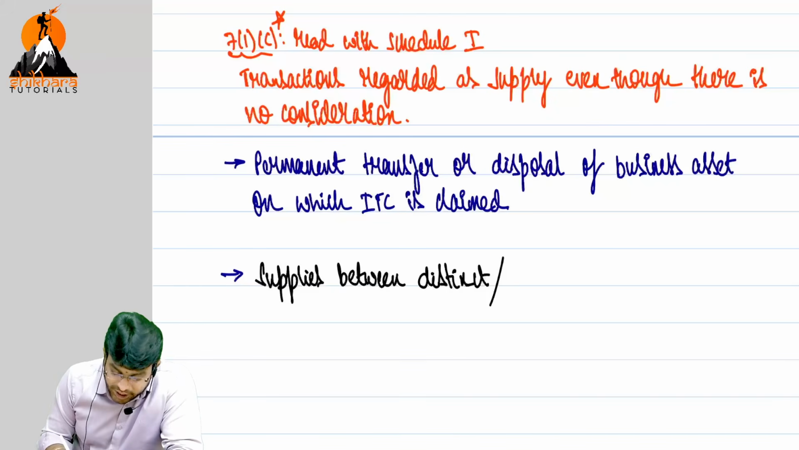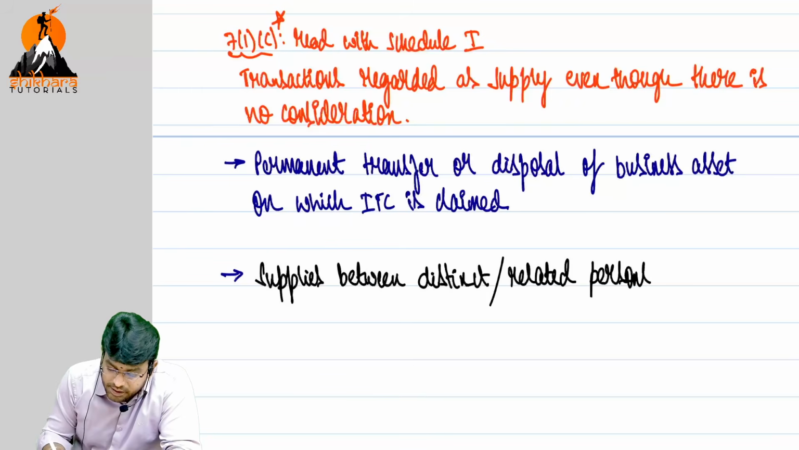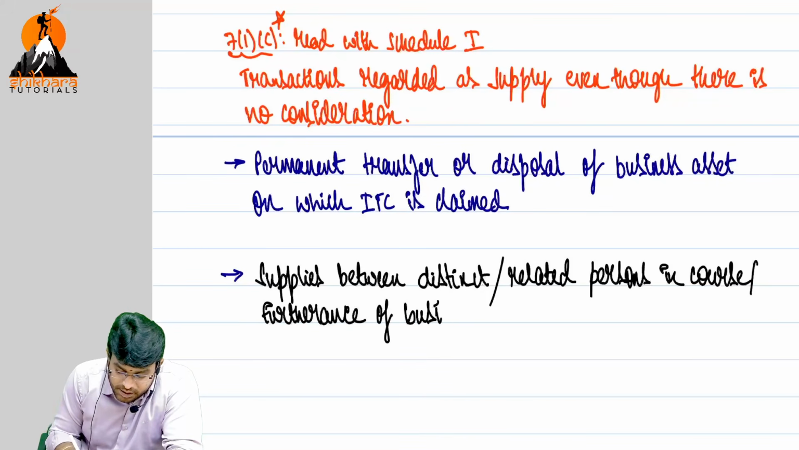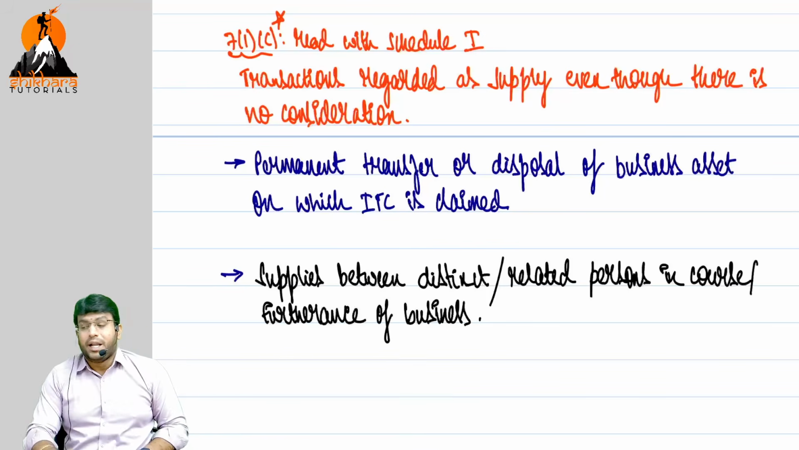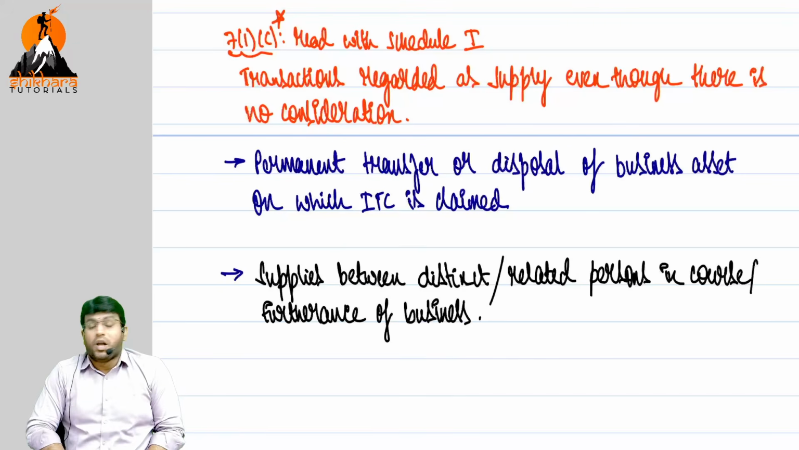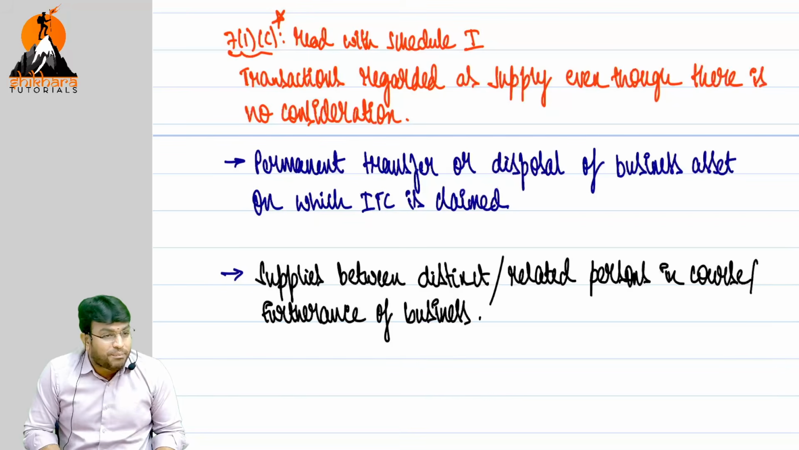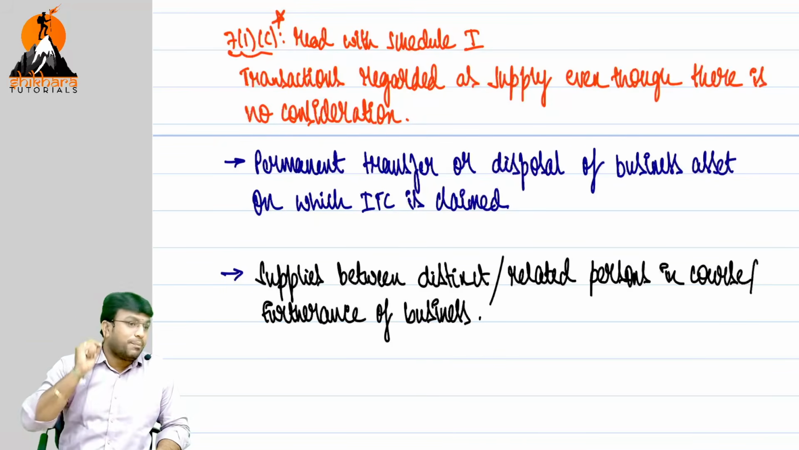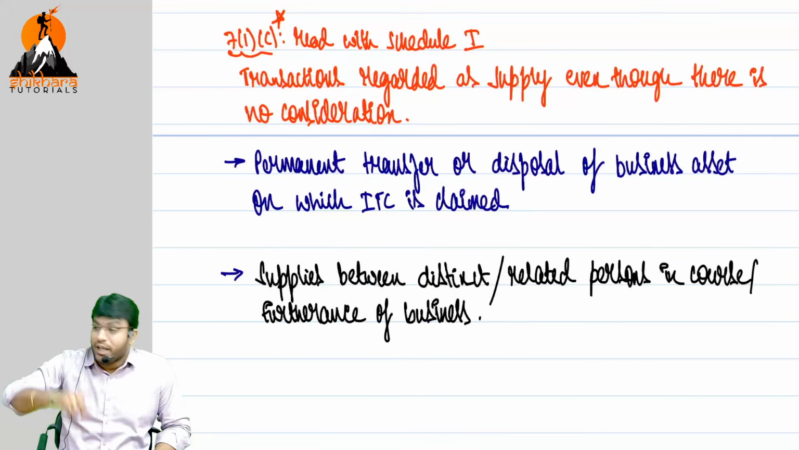Supply between distinct or related persons in the course or furtherance of business. What is that we are trying to talk about? Transactions regarded as supply, even though there is no consideration. No consideration, still it is supply. That means even though money is not there, the law is telling you still pay GST.